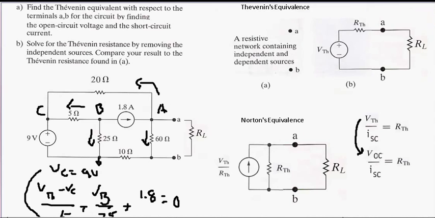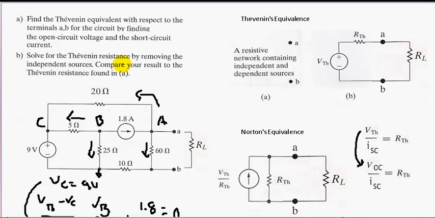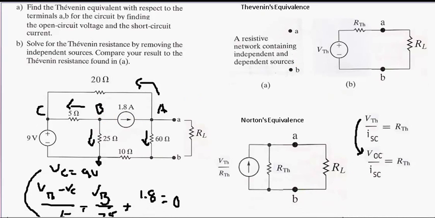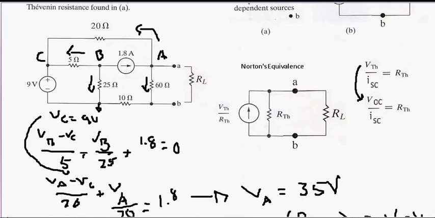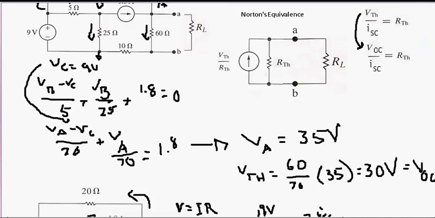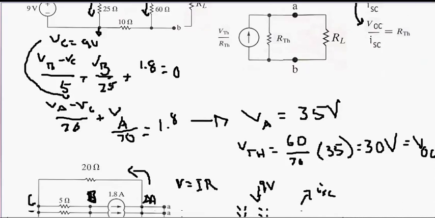Okay, and Part B wants us to solve for Thevenin's equivalence by removing the independent sources. Now there's a shortcut method to find R Thevenin for when you have a circuit with only independent sources. You cannot have dependent sources to use this shortcut. This shortcut uses a method similar to superposition, but what we do is we want to zero out all your voltage sources by shorting them, and you want to zero out all your current sources by opening them. Okay, so let's do that. So we're deactivating our sources or zeroing them out.